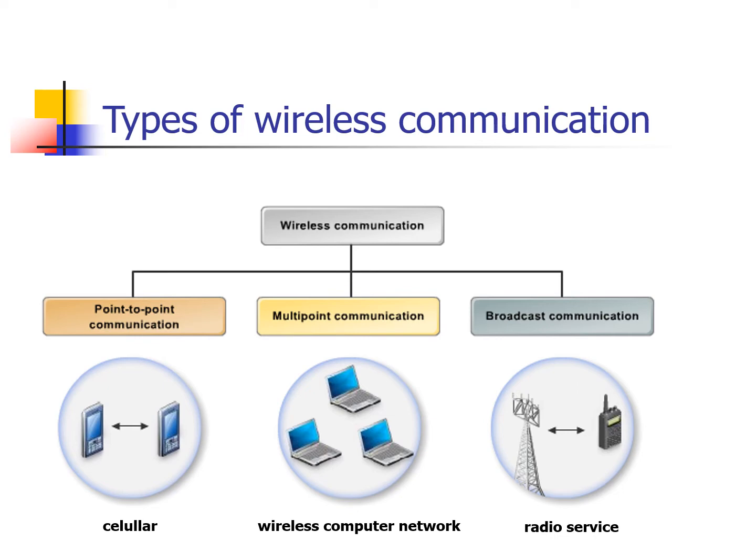Next is multi-point communication. An example is our router or the setup in our ICT center, wherein computers and gadgets are connected to a wireless network. These gadgets send signals through wireless communication. Third is broadcast communication. An example is the radio service. Radios receive and transmit messages and signals using the transmitter tower.